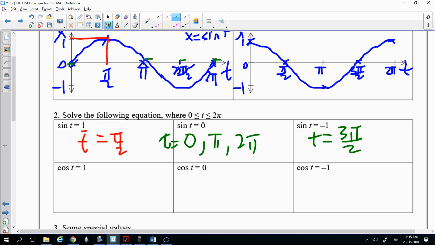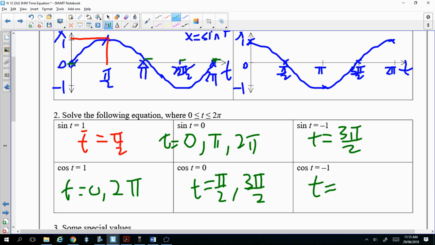Okay, let's do that. Cos t equal to 1 at t equal to 0 or 2 pi. Cos t is 0 at pi over 2 or 3 pi on 2. Cos t is equal to -1 at pi. Okay, all right, good.